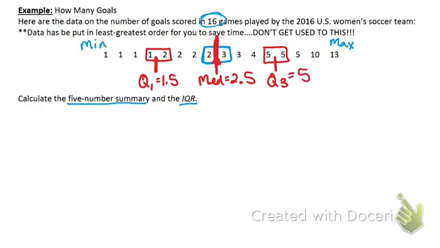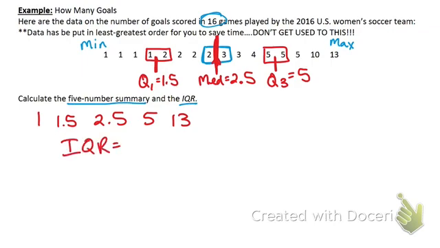Now we're going to write the 5-number summary. What is the minimum? 1. What is Q1? Median. Q3. Maximum. Very good. There's the 5-number summary. Any questions?